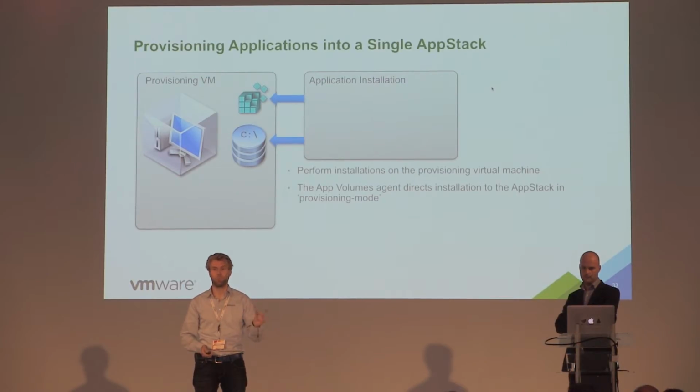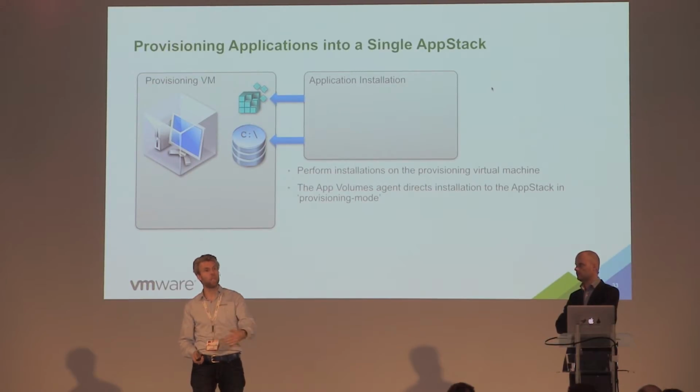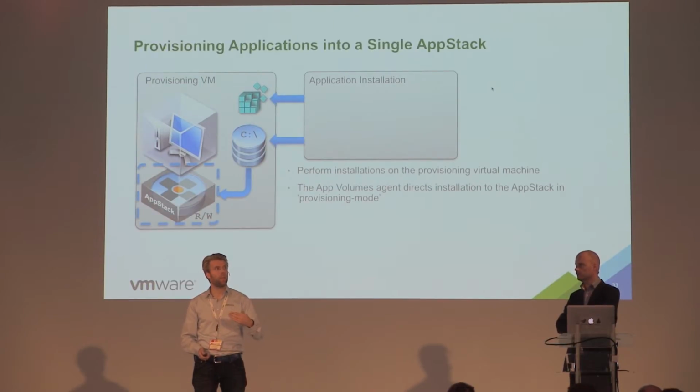We simply have a provisioning agent. That's the same agent you use for your production machines. So just install the agent, switch it to provisioning mode. It will create an empty disk, AppStack. And then as soon as you've done that, you can simply install your application. Next, next, finish. We capture what you install. And all those changes you make will be written to the virtual disk. We call them an AppStack.